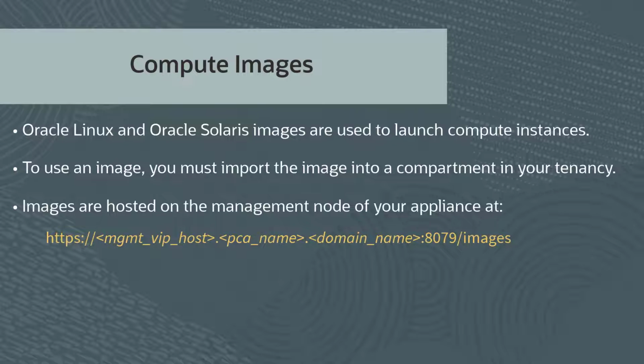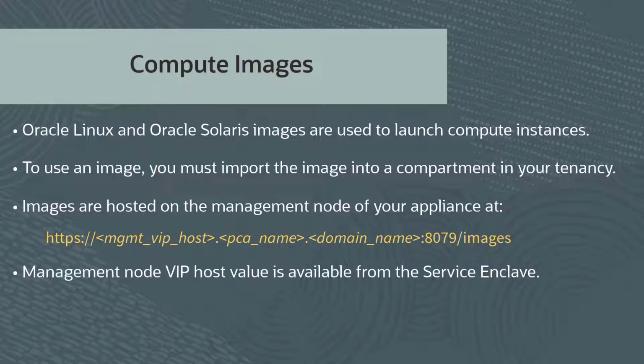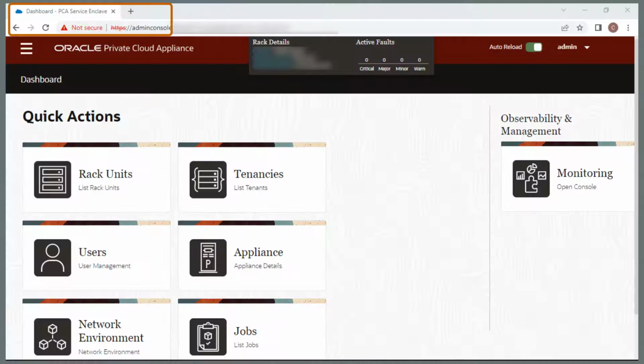You can see the images directory on port 8079 of the management node VIP at https://managementviphostname.pcaname.domainname:8079/images. If you don't recall the value for the management node VIP, you can get this information from the service enclave. I'm logged on to the service enclave to show where you can get the management node VIP.